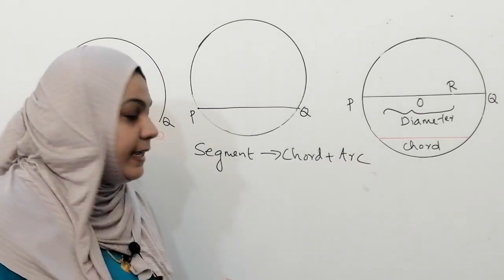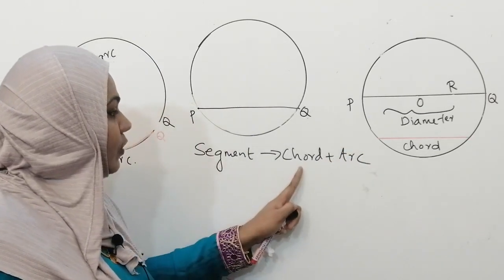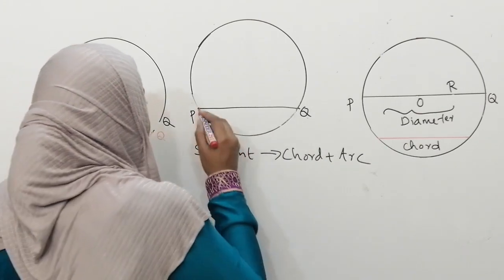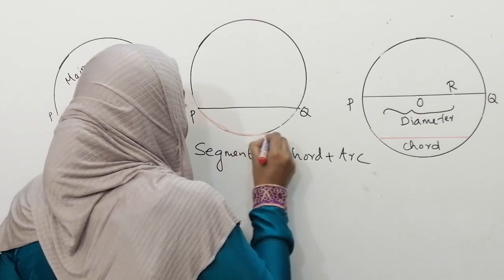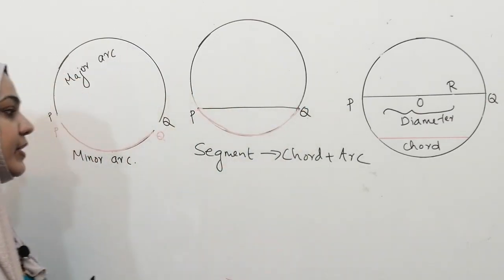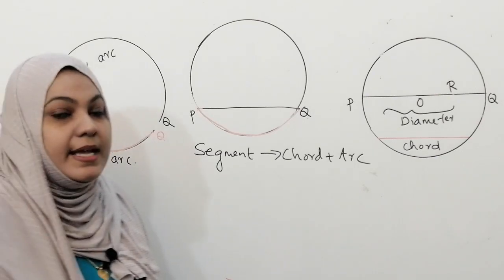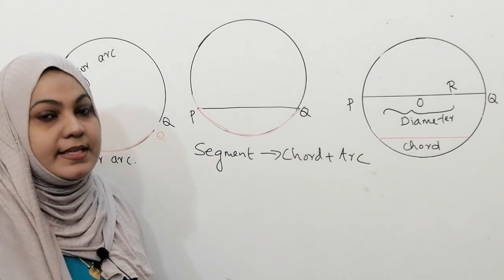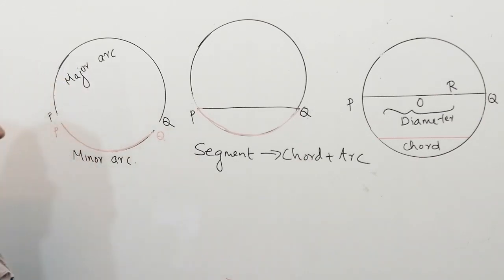What is the definition for segment? You can see it is the region between chord and arc. So here you can see this is our arc, plus this is our chord. So what is the definition for segment of the circle? It means the region between a chord and either of its arcs. So I hope you understood what is a segment.